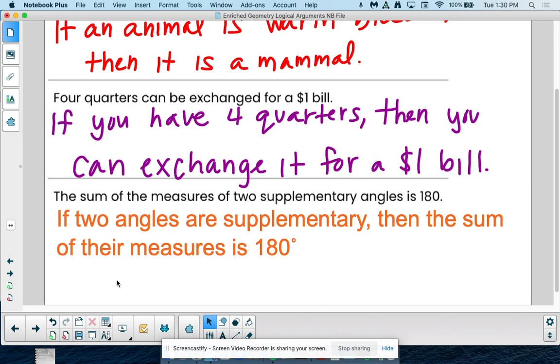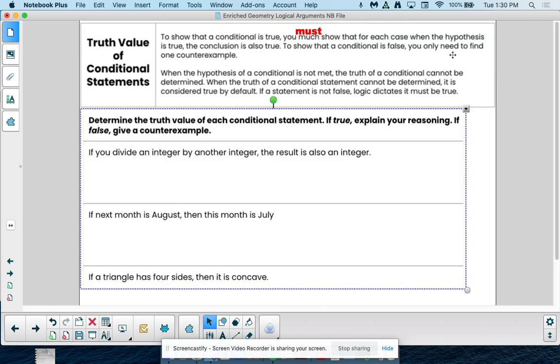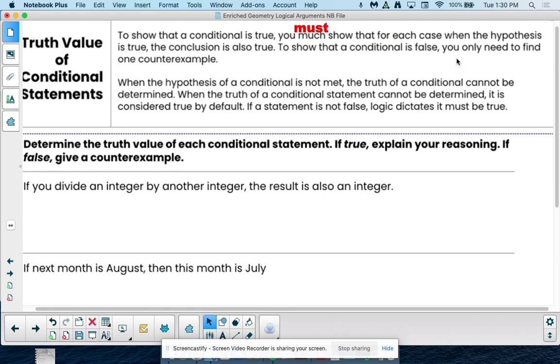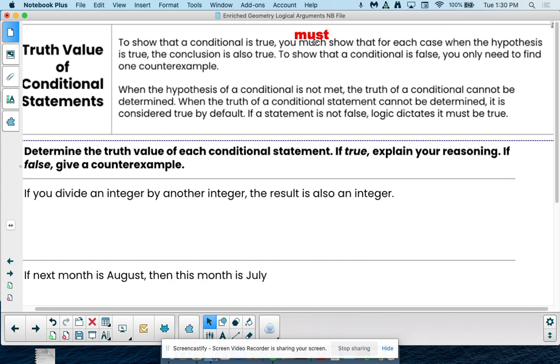Okay, the last part on that page is kind of important. We can take these if-then statements and decide if they're true or false, okay? I have a typo. Will you guys change this first "much" to "must"? So if we read this, it says to show a conditional is true, you must show that for each case when the hypothesis is true, the conclusion is also true. To show that a conditional is false, you only need to find one counterexample. So you guys underline counterexample. If it's false, you have to give a reason for why it's false. A counterexample.